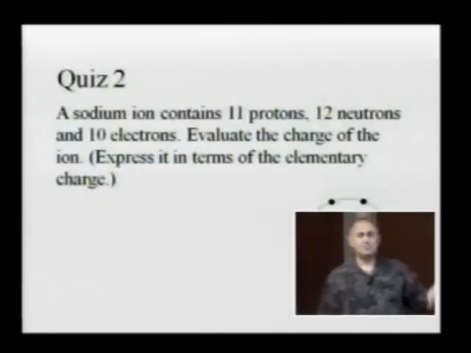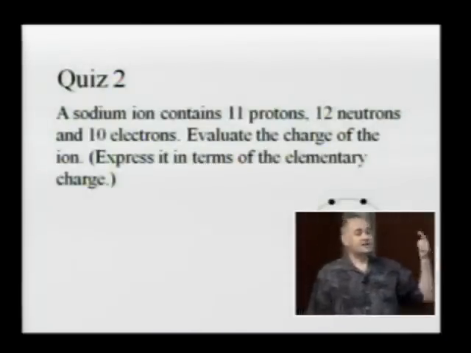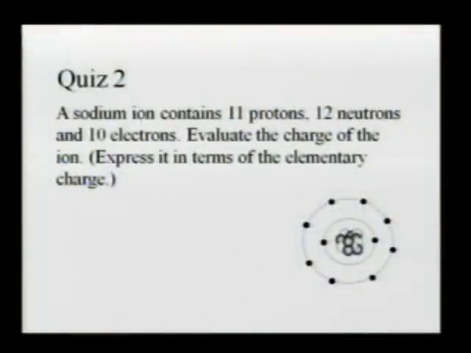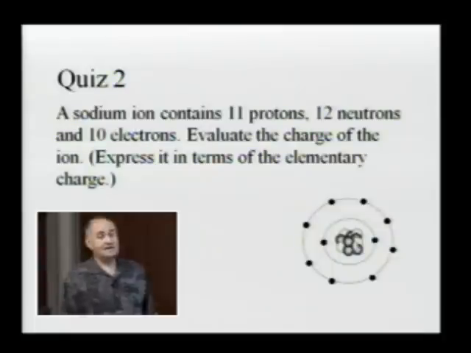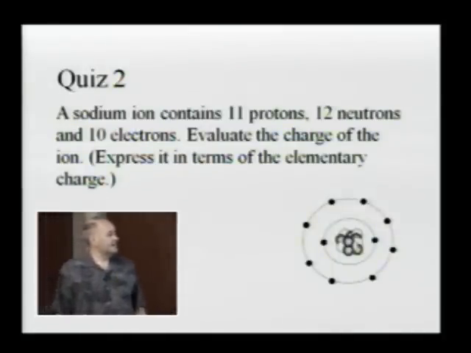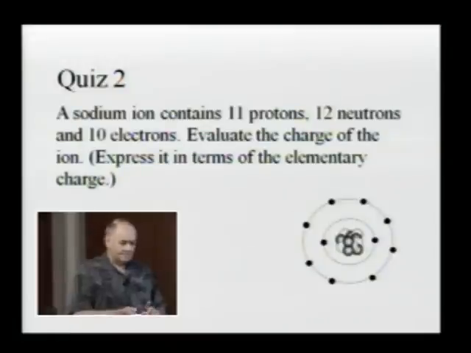The task was to find the charge of an object which contains 11 protons, 12 neutrons, and 10 electrons. We have to recall what the charges of the particles constituting the ion are. Protons have a charge of one elementary charge, neutrons have a charge of 0 coulombs, and electrons have a charge opposite to protons. So we have 11 times E plus 12 times 0 plus 10 times minus E, which will give us just E, which means that the charge of the ion is equal to the elementary charge. All right.